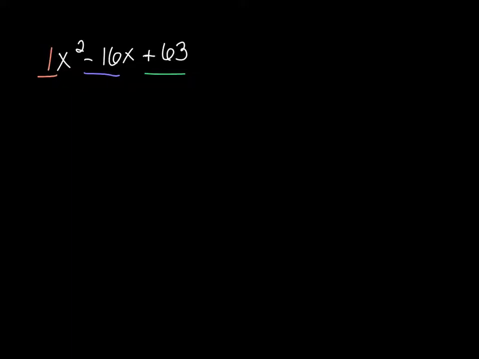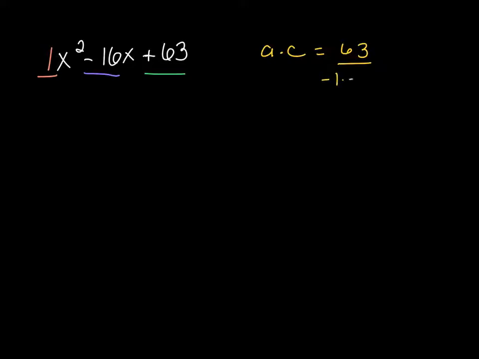We're going to do A times C, which would be 1 times 63, which would be 63. Now we're going to list the factors of 63. Since it's positive, remember when you multiply two positives, or two negatives, you get a positive. So our signs need to be the same. But we have to add them to equal B. So we want negatives so that when we add, we get a negative.